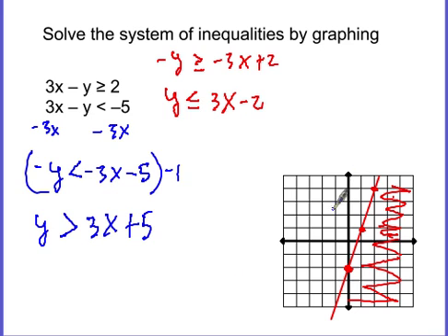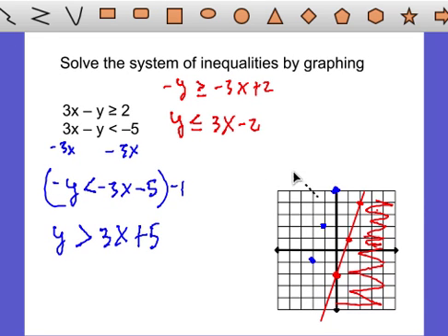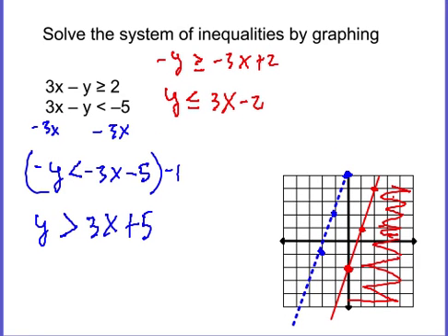Okay? So 5 is right here, positive 3x, down 3, left 1, down 3, left 1. Look like that, won't it? And it's a dotted line. So y is greater than means above, right? So this would be above that line.